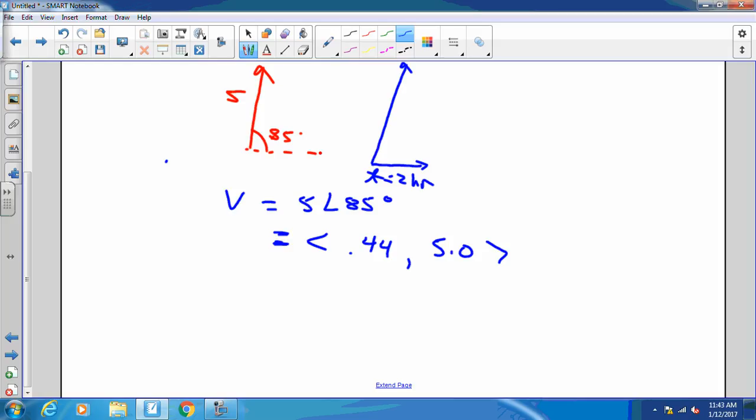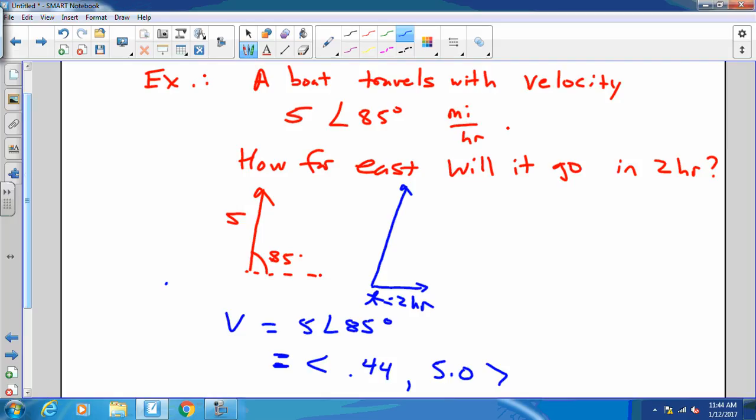Okay, and now because the boat is moving, yep, well, just a quick question. Does the time have anything to do with the problem? Yes, because we're not done yet. We haven't answered the question. We took our velocity and converted it into rectangular form, but that doesn't mean that we've told them yet how far east it will go in 2 hours.